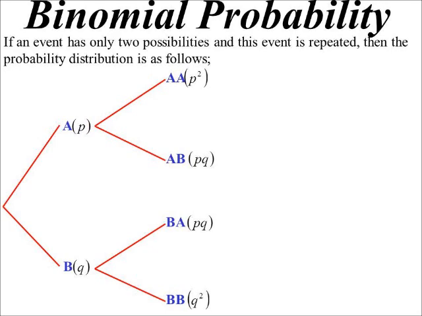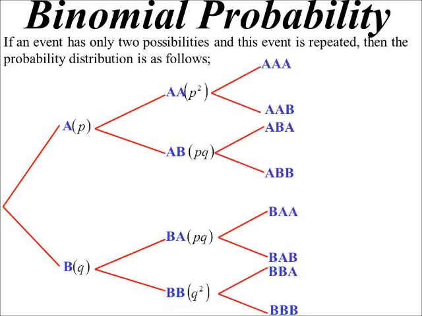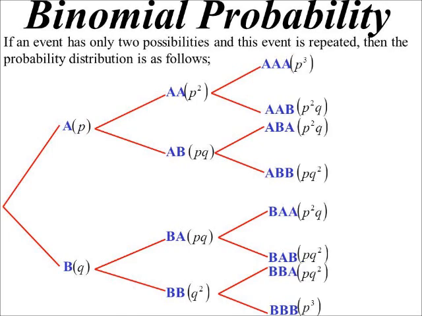We toss it a third time. AAA, AAB, ABA, ABB, BAA, BAB, BBA and BBB. Probabilities: P cubed, P squared Q, P squared Q, PQ squared, P squared Q, PQ squared, PQ squared, Q cubed.